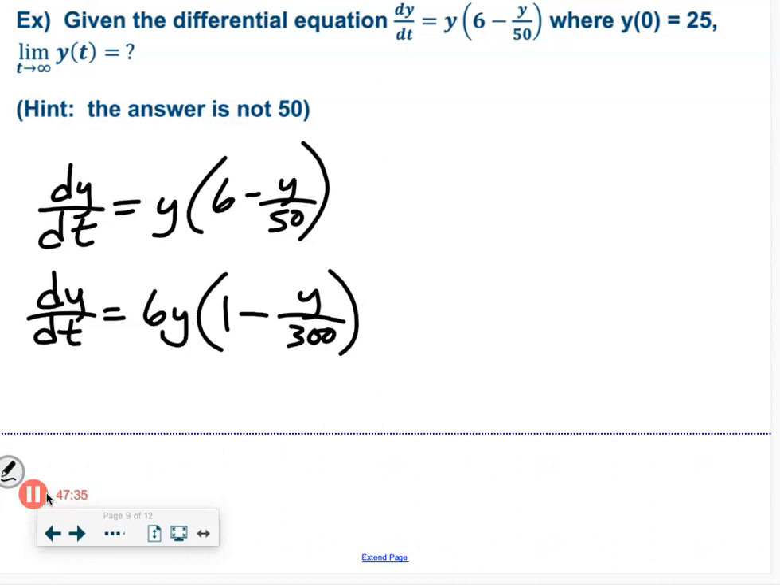If you're not sure, once you've done your factoring, just take 3 seconds and mentally distribute the 6 back in and see if you get what you need to get. If I were to distribute the 6 back, would I get 6 minus y over 50 inside? Yeah, I would, so I'm good. Do I have to find the actual population model? No. What's the limit? It's 300, it's the carrying capacity.